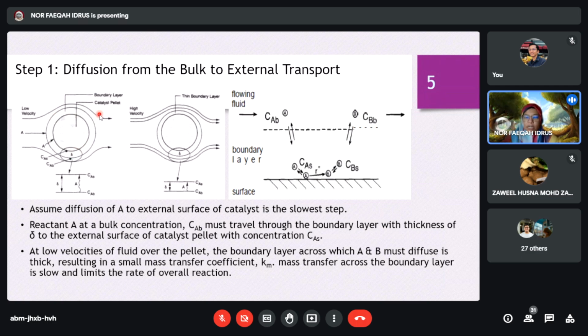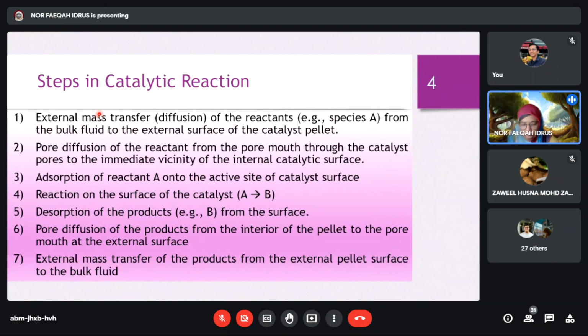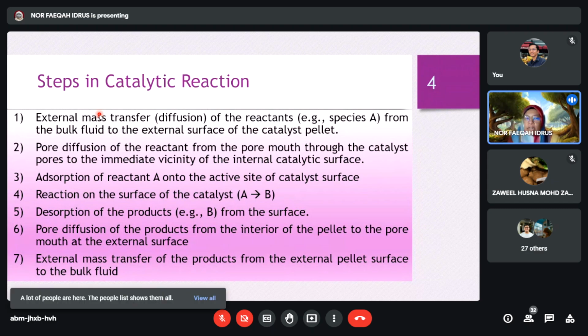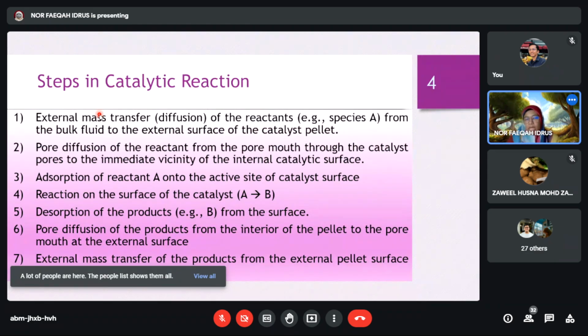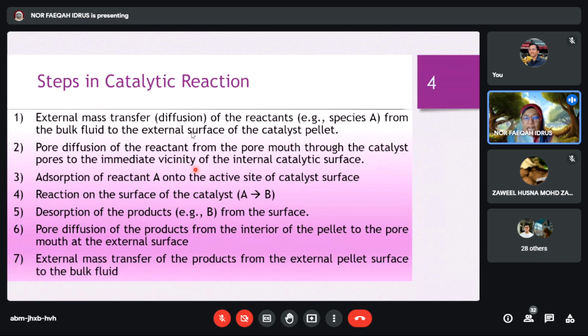Oh, before that I forgot. This is the step for porous catalyst. But what happens if the reaction is on a non-porous catalyst? If non-porous catalyst, there is no pore diffusion because there is no pore mouth. When there is no pore mouth, of course, there is no diffusion of reactant onto the interior surface of catalyst. So for non-porous, there is no pore diffusion.